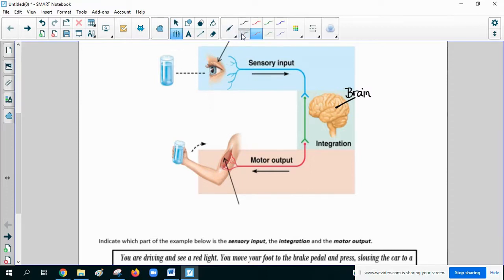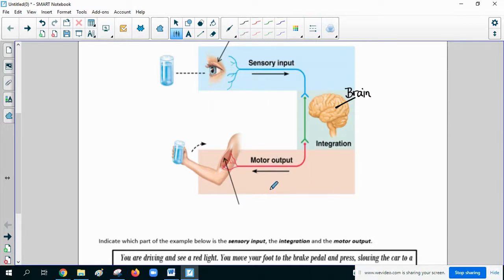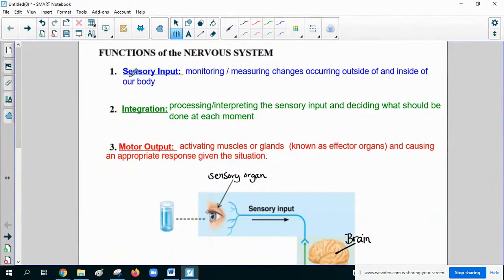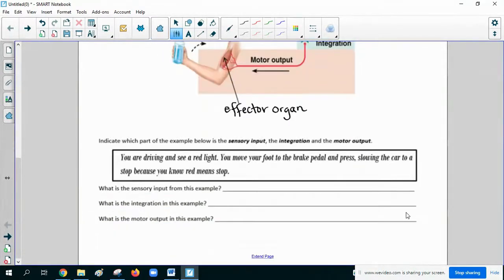So I'm going to go ahead and label my biceps brachii here as an example of an effector organ. Again, an effector organ is any muscle or any gland of the body that receives a message from the nervous system telling it to do something, because it can cause an effect in the body. So notice I have color coded my definitions with the color that's down here, just to help you out. All right, let's take a look at another example and see if we can pick things out.